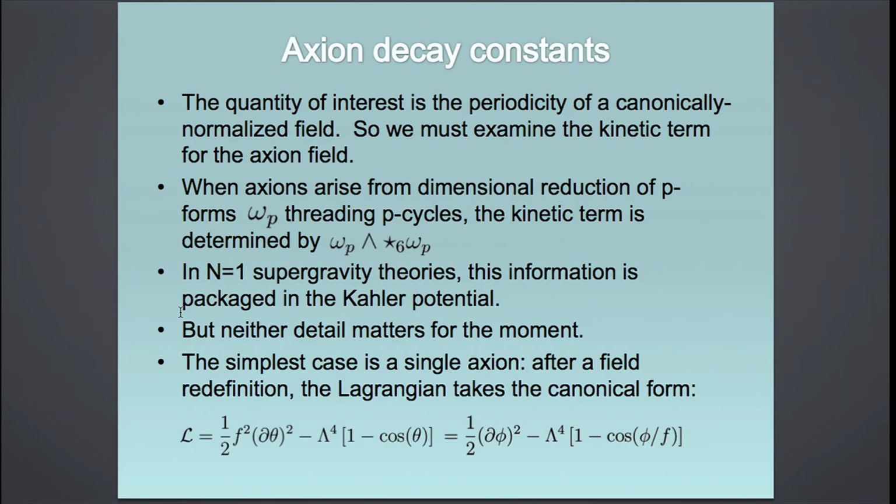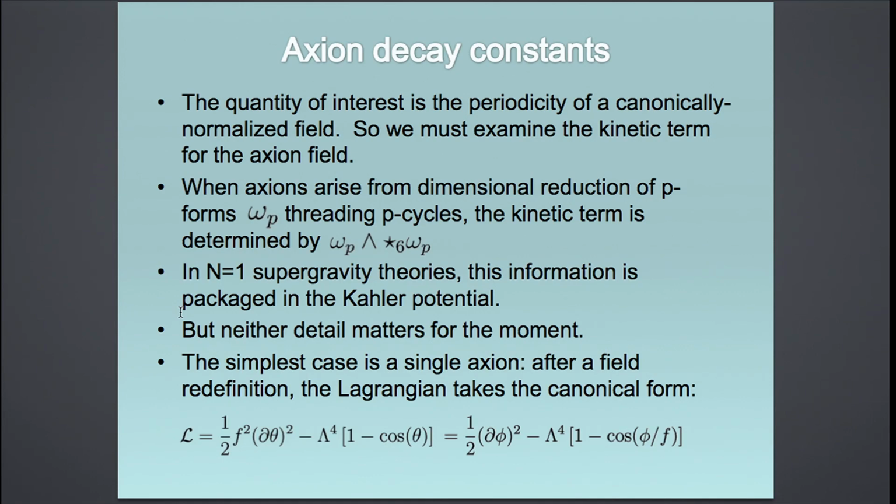Now, what is this parameter f that appears in the kinetic term? To relate the periodicity of a dimensionless field to a physical periodicity, you need to write down a Lagrangian with mass dimension 4. So if it's going to involve some dθ squared, there needs to be some quantity with dimensions of mass squared sitting out front. Where does this come from?